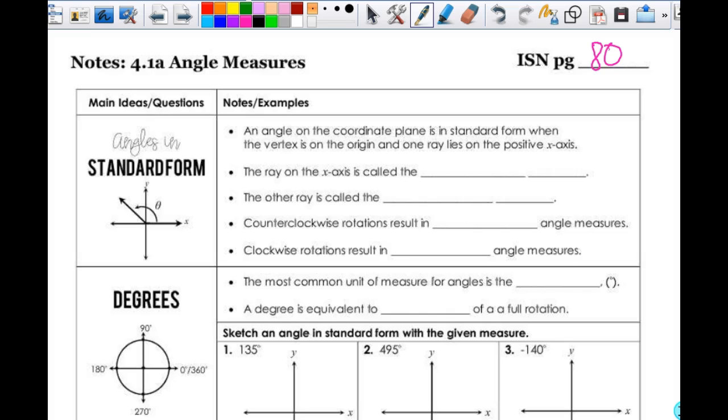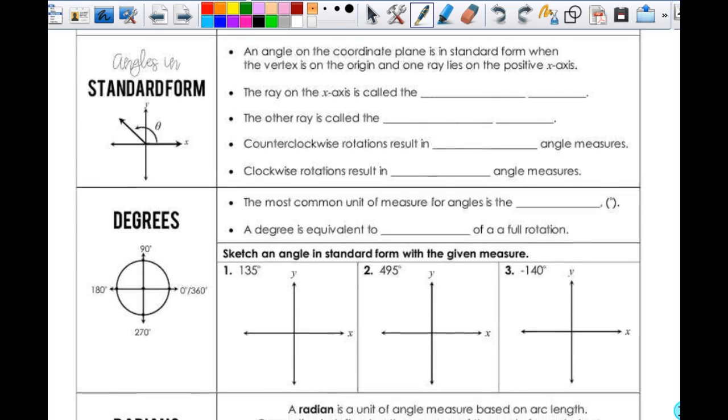And some of it may not have been, but that's what we do today. You can have angles in the coordinate plane. When you draw them in the coordinate plane, here's my little x and y axis, then you have a side that's on the positive x, and then here's the other side of the angle. Okay, so it says an angle is in standard form when the vertex is at the origin, that's where it is, and one ray lies on the positive x-axis.